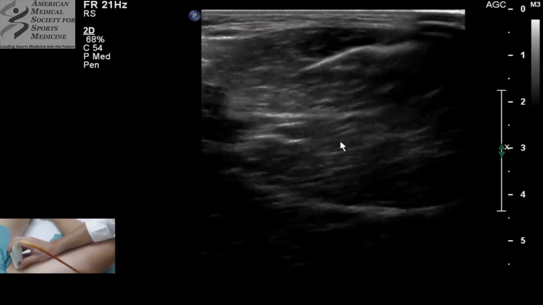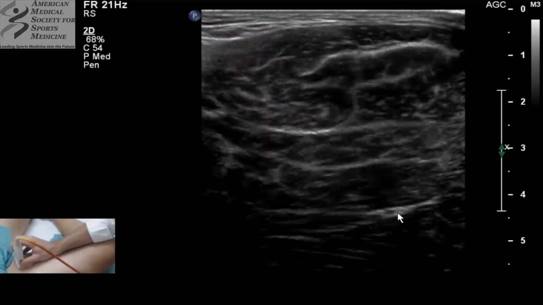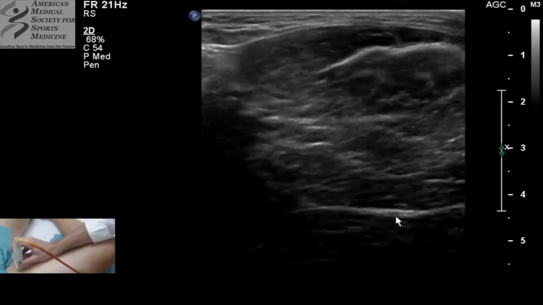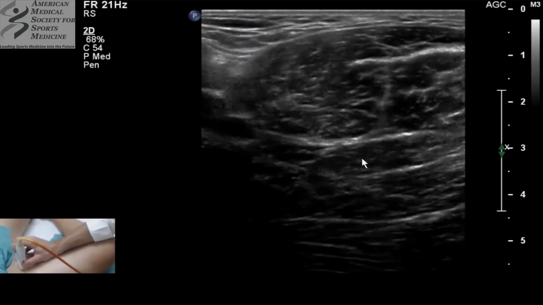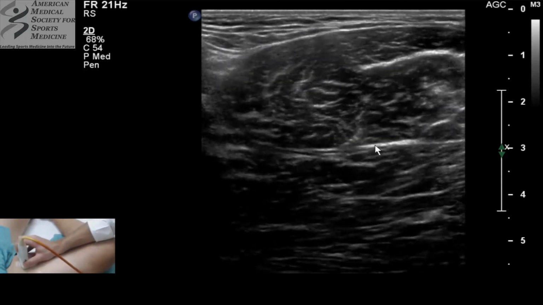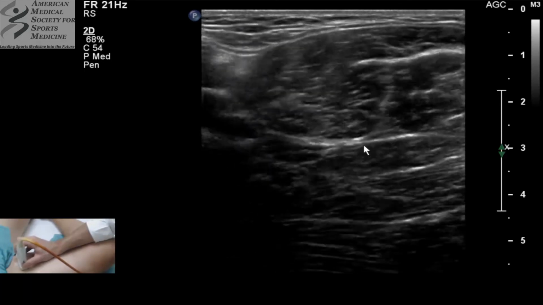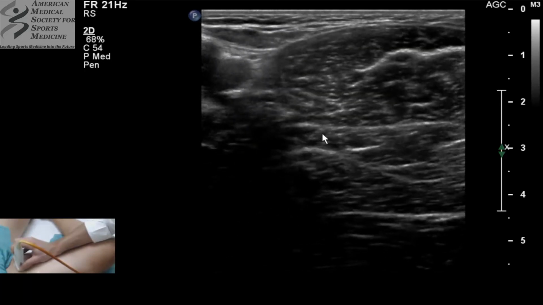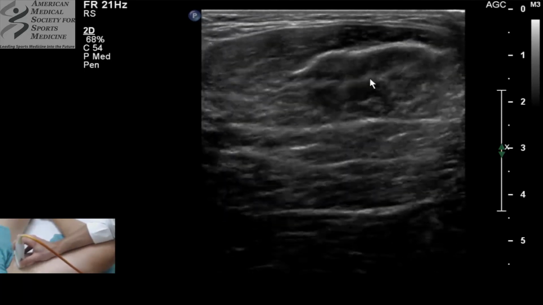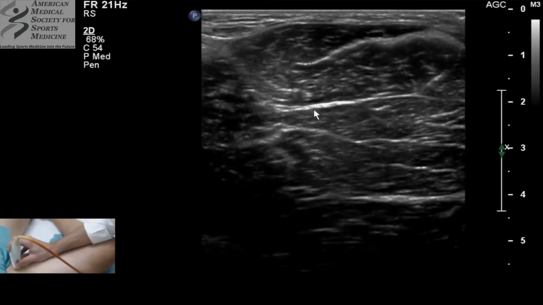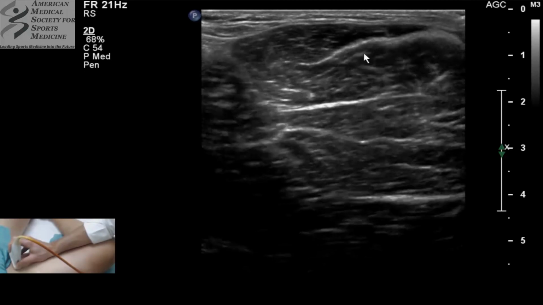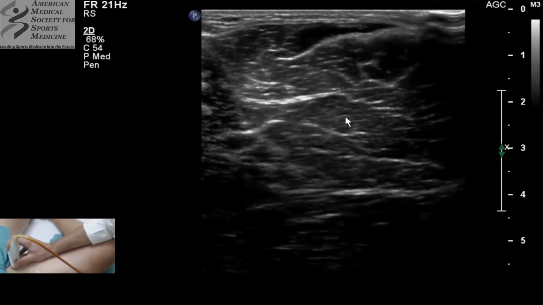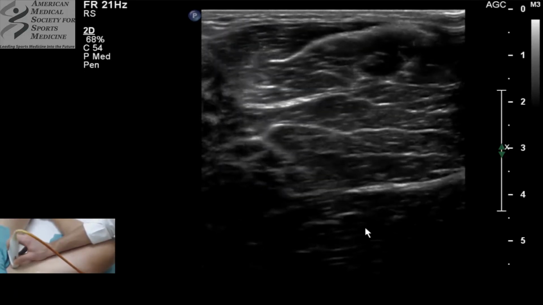So if I scan back and forth, a lot of times you're able to follow. You can see right here a neurovascular structure, and anteriorly you can see some neurovascular structures coming across there as well. But I'll glide all the way up proximally. Again, neurovascular structure right here, neurovascular structure right there, adductor longus, brevis, and magnus.